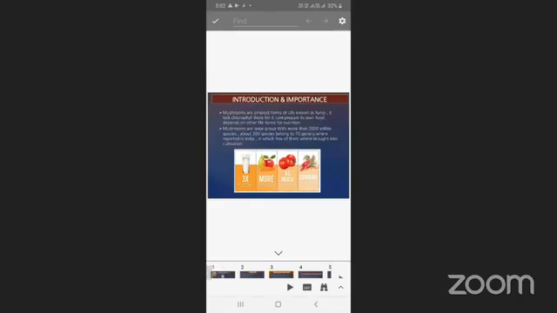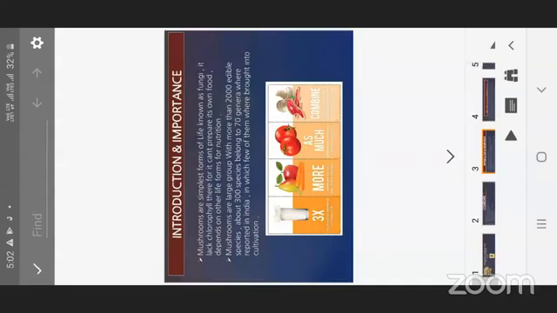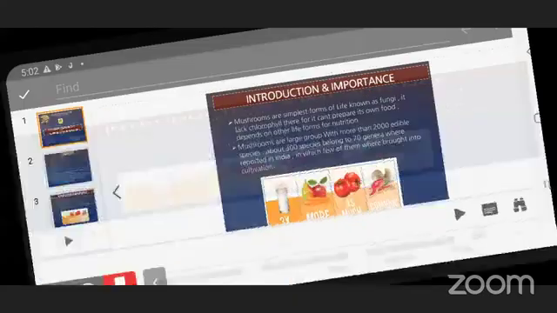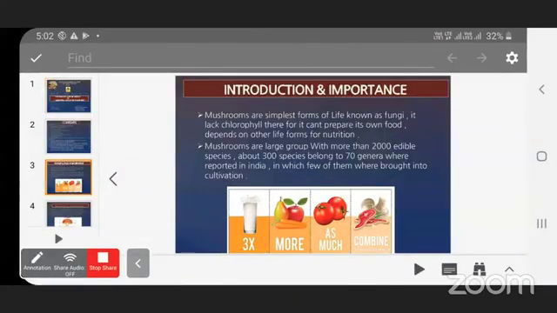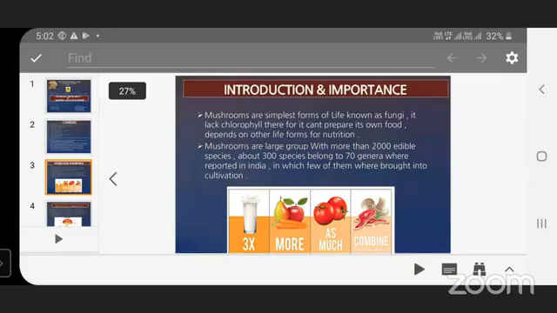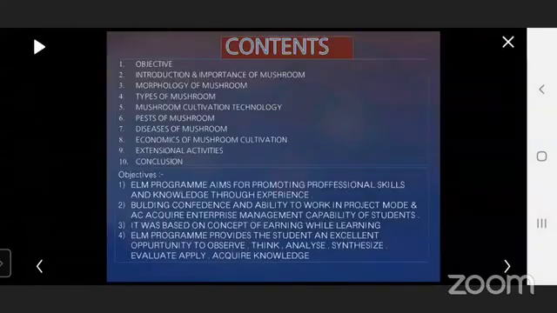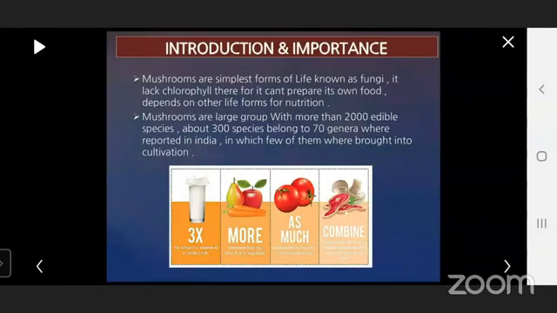Importance of mushroom. In the importance of mushroom, we know that the mushroom is a fungus, edible fungi, also non-edible fungi, but some species of mushroom are edible and some of them are non-edible. So edible mushrooms are cultivated for human consumption as well as value addition as well as making different products.